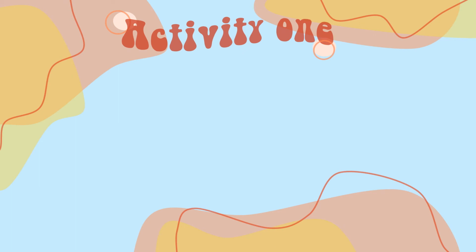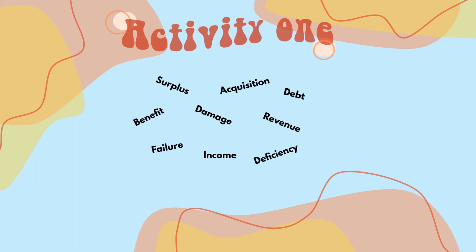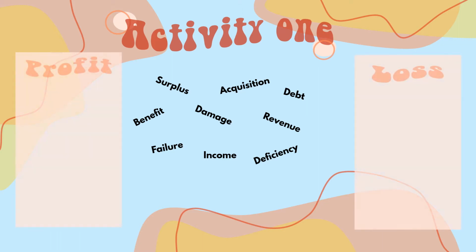So let's try an activity first. Here you can see 9 different words and we need to categorize them. They would fall under profit or would fall under loss. Let's start with the word that is on the most left. So you have surplus. Where does surplus go? Very good. So surplus goes on profit.